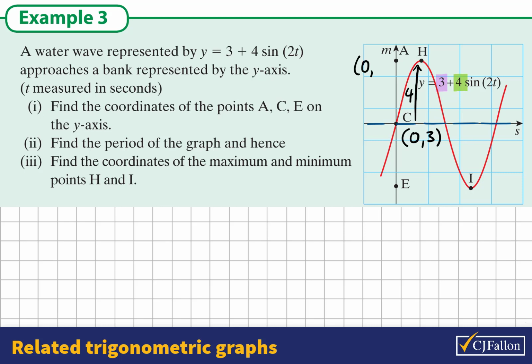So if we add 4 and 3, we get 7. So A must be the point (0, 7). And if we take 4 from 3, we get -1. So E must be (0, -1). So that's the first part of the question answered. We have the coordinates of the points A, C, and E.